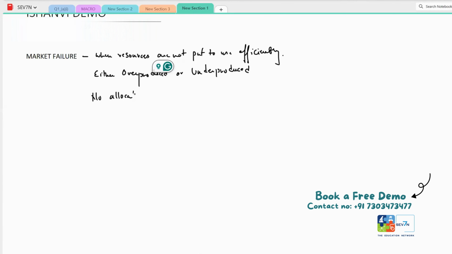Right. Okay. So what is allocative efficiency? Like when the economy is producing at a level in which the prices and the quantity are at the optimum level. And if it is not at the optimum level, then it is not at its efficiency level. It's either underproduced or overproduced.